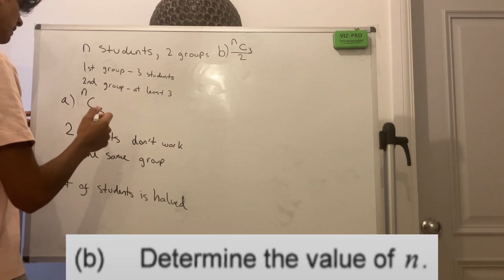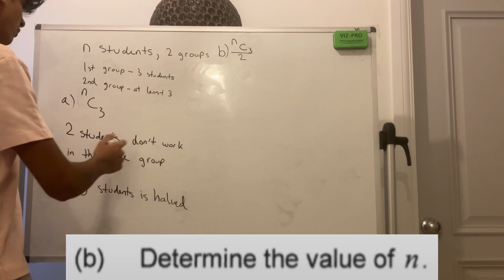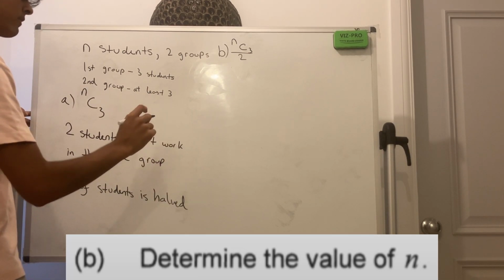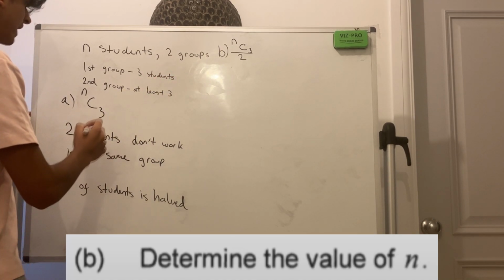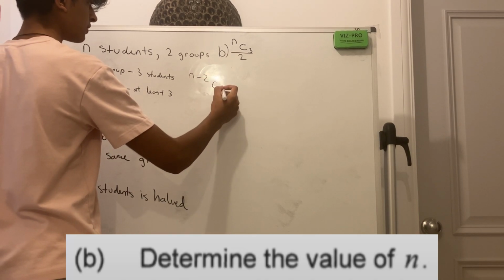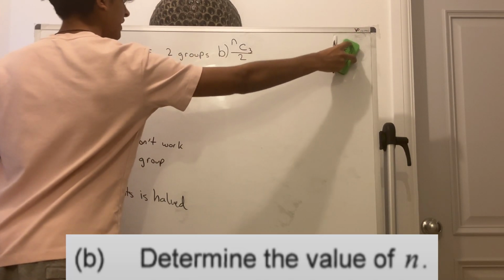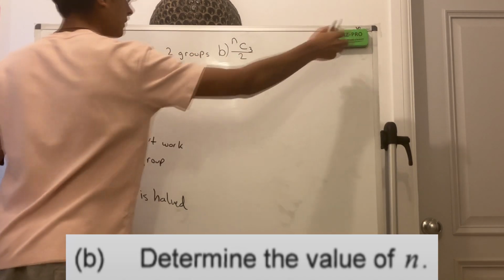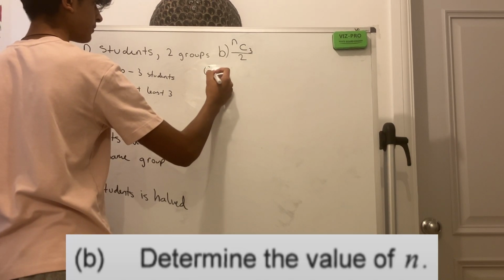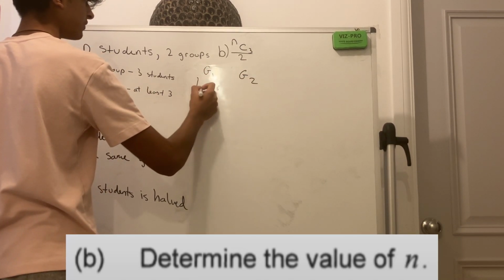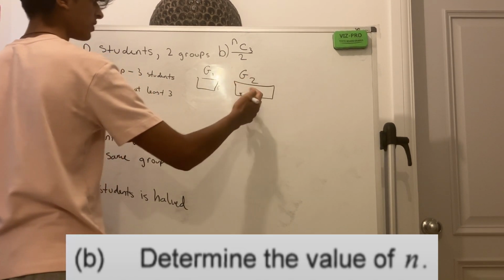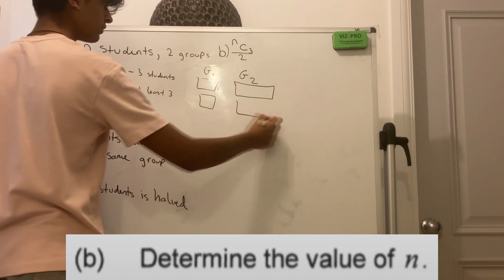So we are also given that 2 students don't want to work in the same group together. So if 2 students aren't working in the same group, instead of having n students to choose from, we're going to have n minus 2 students to choose from. So we know we're going to have n minus 2 choose something. And we also know that they don't want to work in the same group. There are 2 groups, so if I label the first group as group 1 and the second as group 2, and I draw a nice diagram, the first group only has 3 students, the second group has at least 3, so it's going to be a bit larger. And once again, I'll draw that.